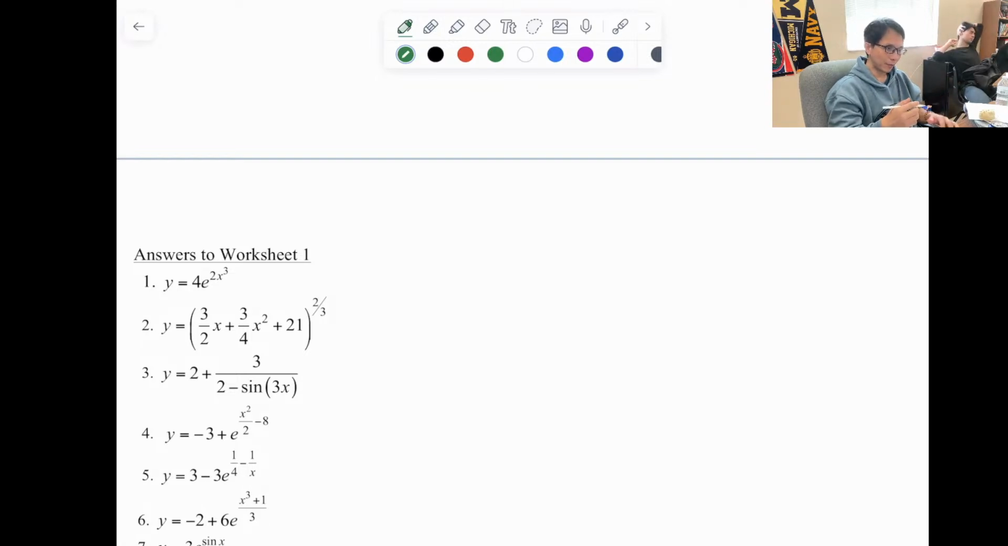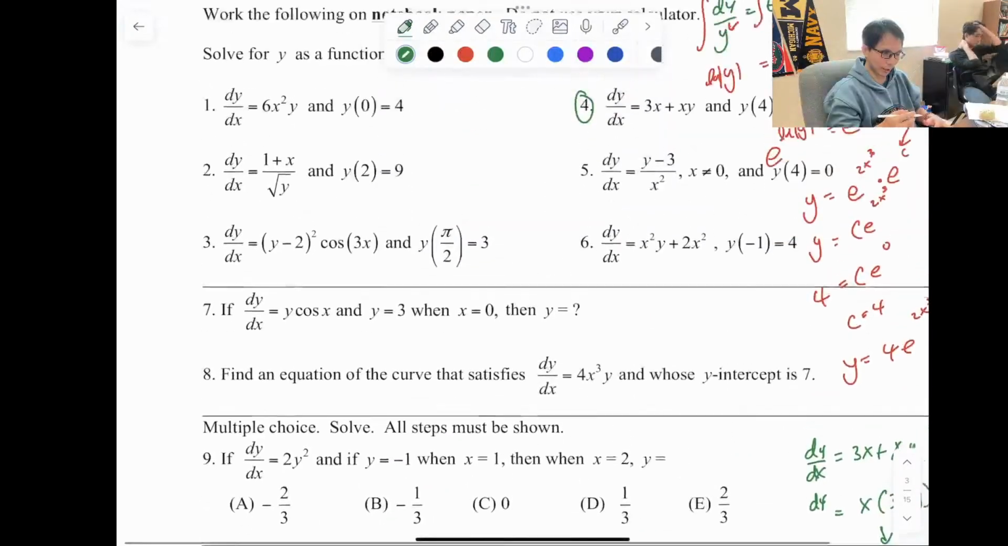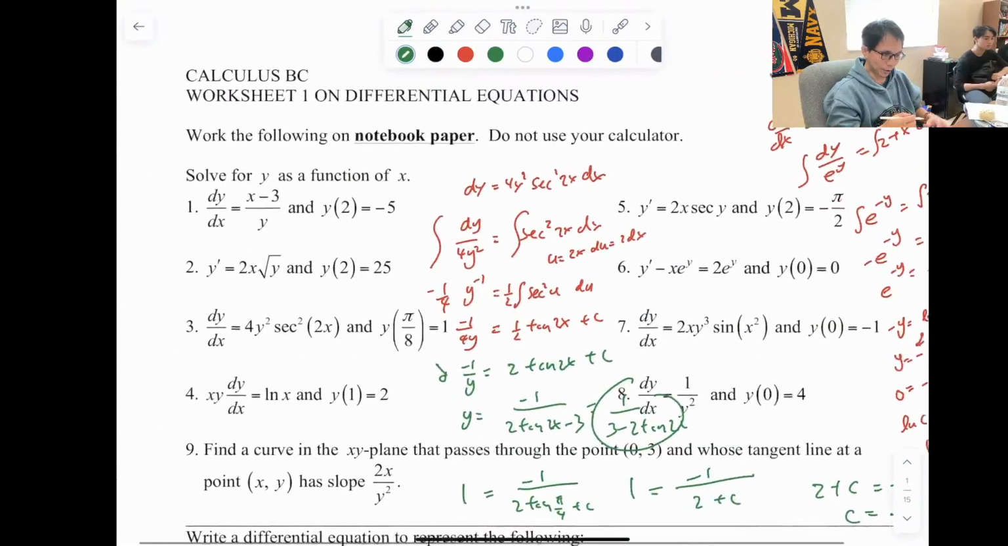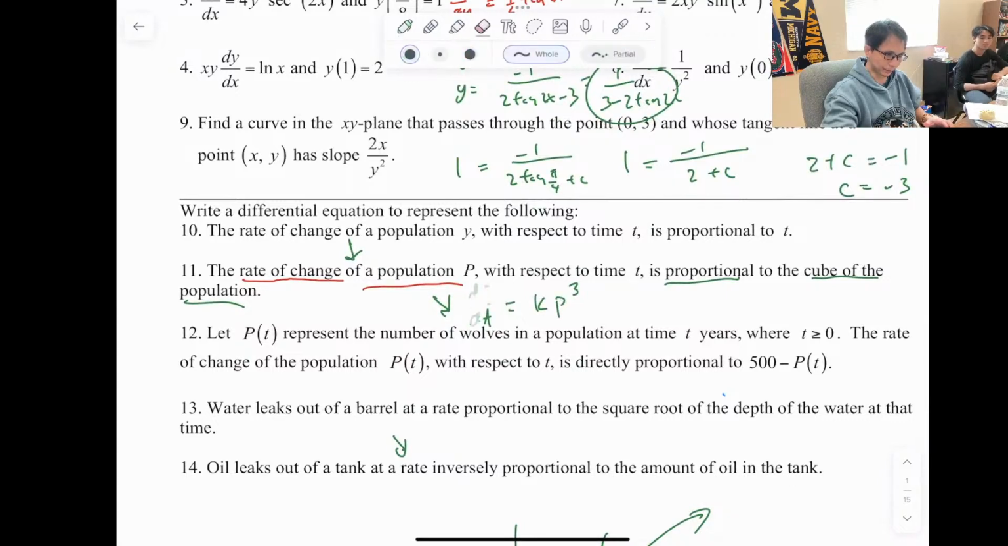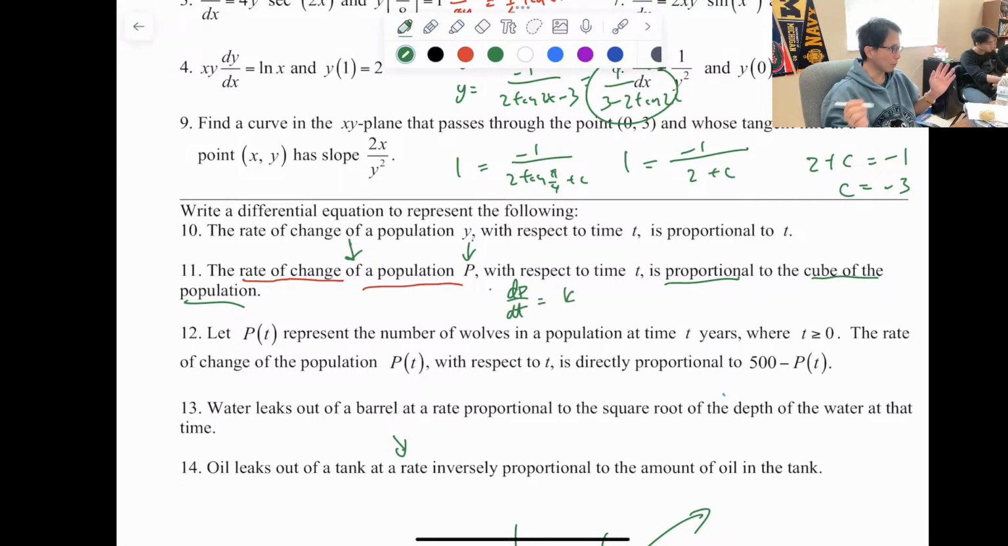So let's say I have a population change. For the first question, it says the rate of change. The first thing you want to write down is the rate of change of what? So it's P, right? So it'll be dP/dt is equal to k. K is always there. It doesn't matter what kind of rate question, there's always k there. And then they say proportional to the cube of the population, so you write it out and you're done.